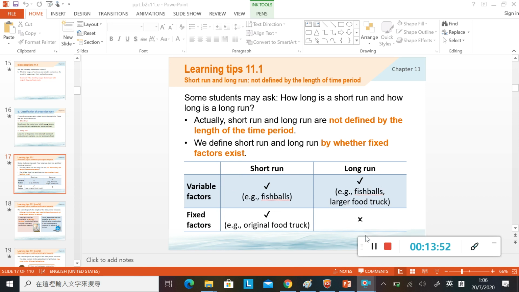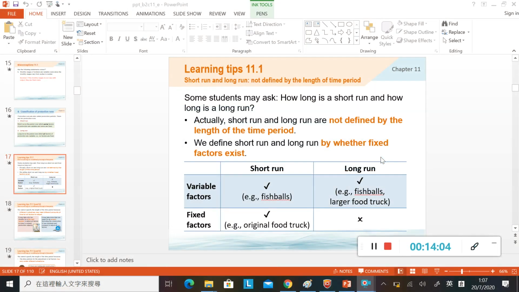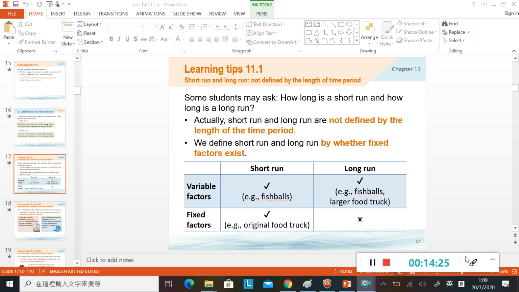For example, after a year, your fish ball stall becomes very famous. Many customers would like to buy your fish balls. So in order to serve more customers, you may buy a larger food truck. In this case, the number of food trucks would increase. So the food truck would become a variable factor this time. So in this period, it becomes a long run production period.